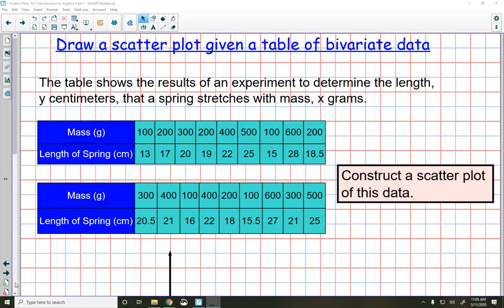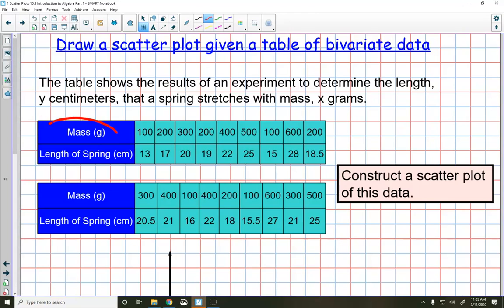Draw a scatter plot given the table of bivariate data. The table shows the results of an experiment to determine the length, y in centimeters, that a spring stretches with mass x grams. We have our data shown below. It's in two different tables just because we don't have enough room, but this is all together, okay?